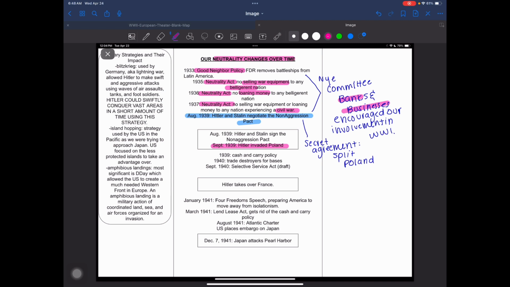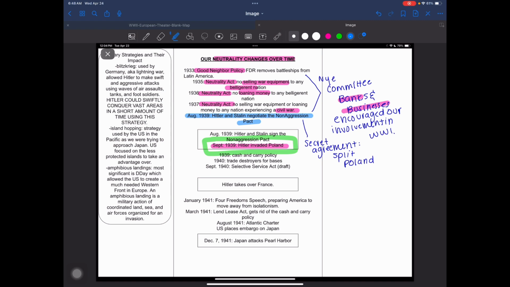So he invades Poland. And so all of these events, if you can see, I'm going to kind of circle the events that change our neutrality. And that's the first one. Okay? World War II has started. Britain and France declare war on Hitler. And we're going to realize that our neutrality acts, that's not going to work anymore. We're going to have to help.